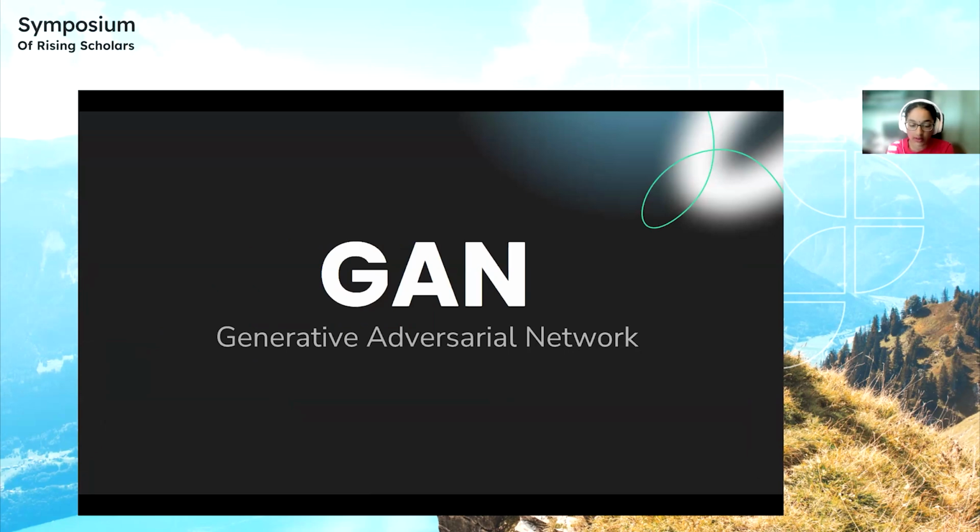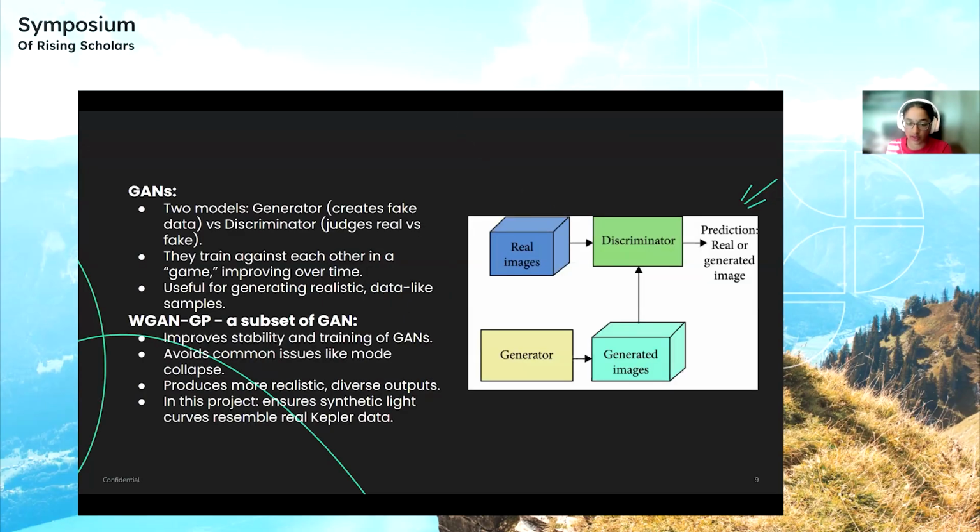Additionally, I've used generative adversarial networks, or GANs, to create synthetic light curves in order to have data to train my model. So GANs have two parts, a generator that creates data and a discriminator that tries to tell real data from fake data. So they train against each other until the generator produces realistic outputs.